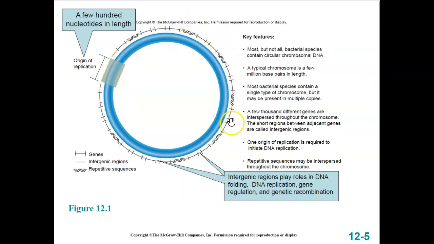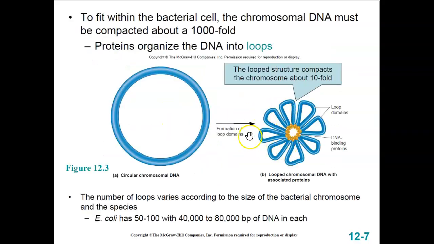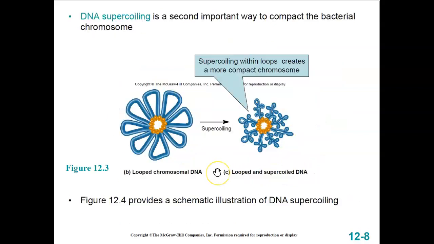Where do you think DNA binding proteins would bind here so that they can all come to the center and form this flower-shaped looped chromosomal structure? Think about it. The number of loops is going to vary based on the size of the bacterial chromosome, which makes sense. Bigger chromosome, more petals on the flower. So we call this looped chromosomal DNA.